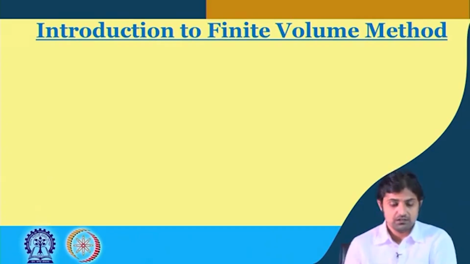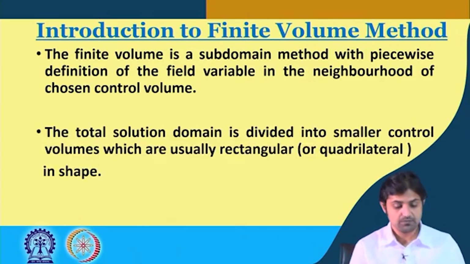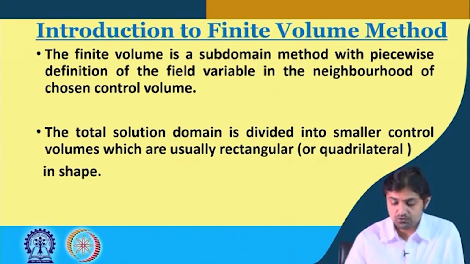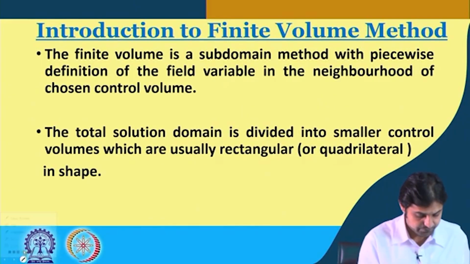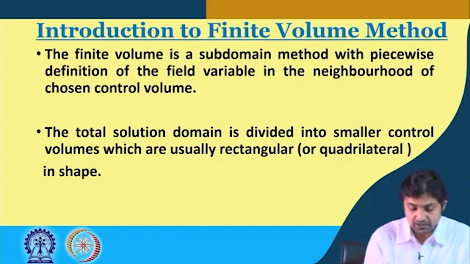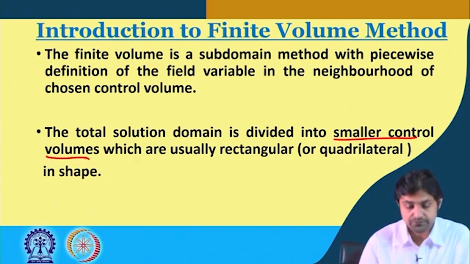meshing, that is the introduction to finite volume method. What is finite volume method? So the finite volume is the subdomain method with piecewise definition of field variable in the neighborhood of chosen control volume. All right, so the total solution domain in the finite volume is divided into smaller control volumes. Normally they are rectangular in shape or quadrilateral in shape.